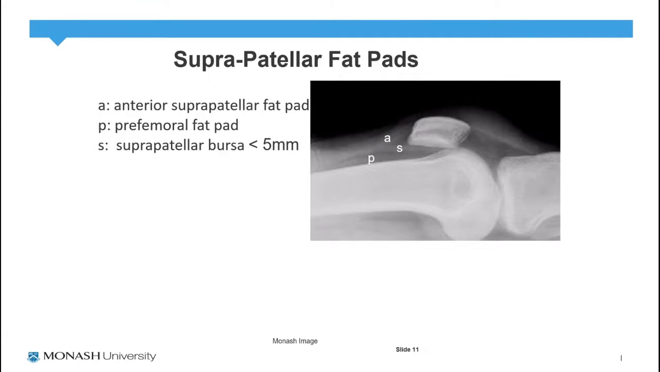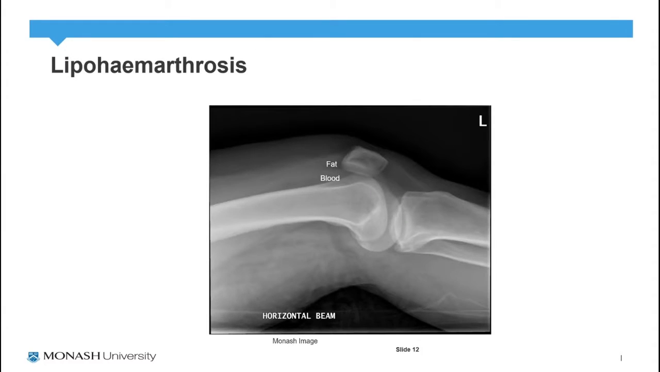So this is a normal view of these suprapatellar fat pads, and that is indicated as A there. The prefemoral fat pad is indicated as P, and the suprapatellar bursa, which lies between the two, should be less than 5 millimeters. With lipohemarthrosis, you can see that there is a lucent triangular density, a lucency just above the patella with a fluid level, and that is the fat or the lipids that's floating on top of the blood, which is denser.